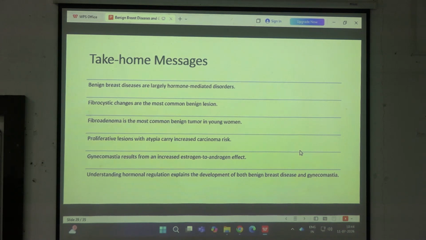So, benign breast diseases are largely hormone-mediated disorders. The fibrocystic changes are the most common ones, and the fibroadenoma is the most common benign tumor. This one is a lesion, this is a tumor. And the proliferative lesions with atypia carry increased carcinoma risk, and gynecomastia results from increased estrogen to androgen effect.